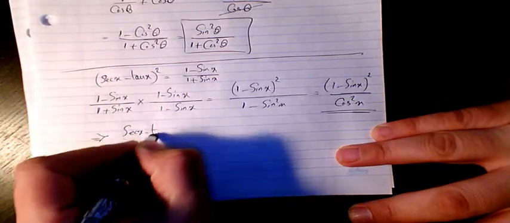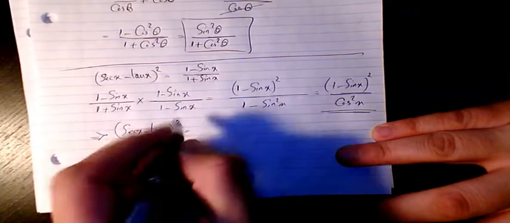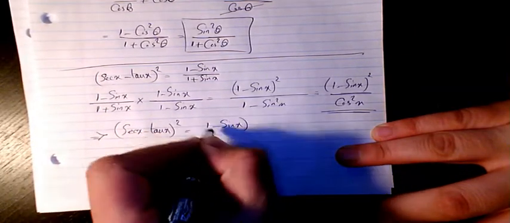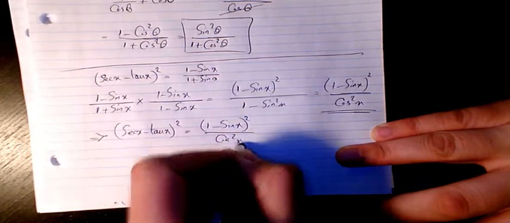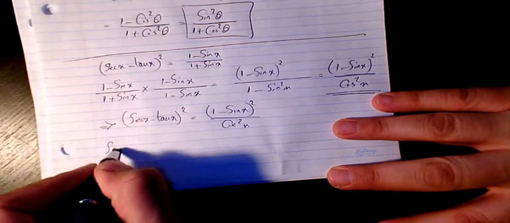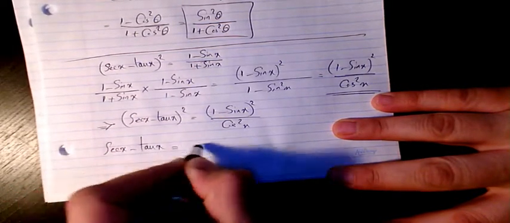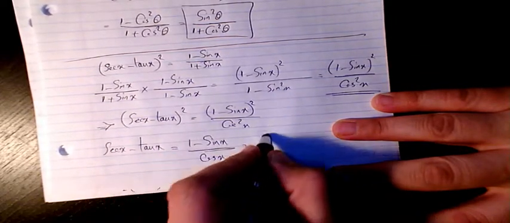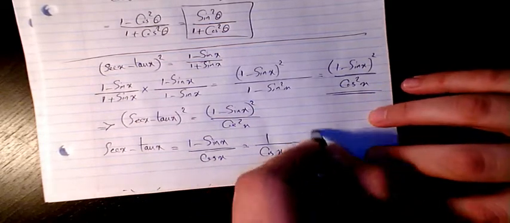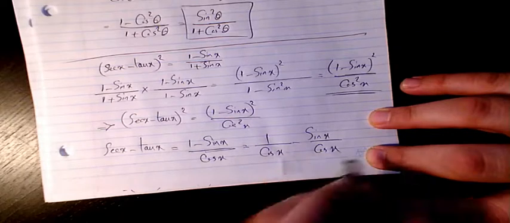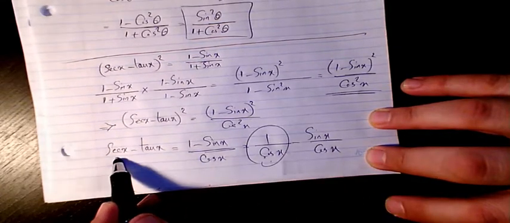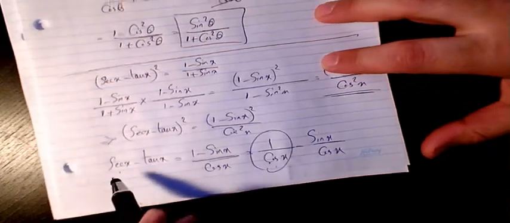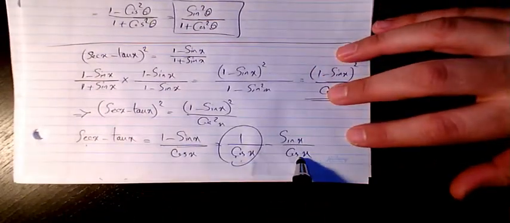So if we come back here, we have (secant x minus tan x) squared, and here we will have this one. If we take the square root from both sides, we will have secant x minus tan x equals 1 minus sine x divided by cosine x. If I break it up, this will be 1 over cosine x minus sine x over cosine x. As you see here, 1 over cosine is the same as secant x, and sine x over cosine x is the same as tangent. So this one is proven.